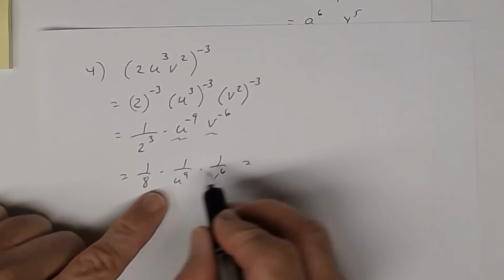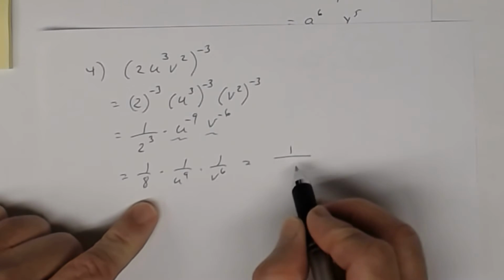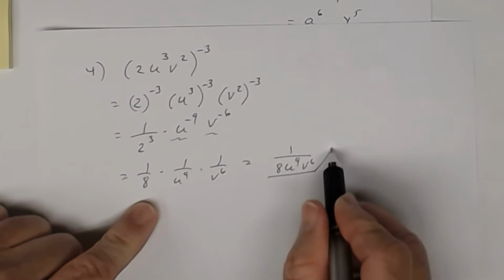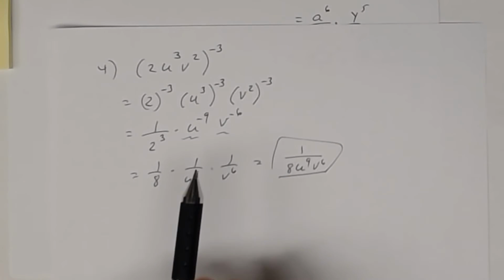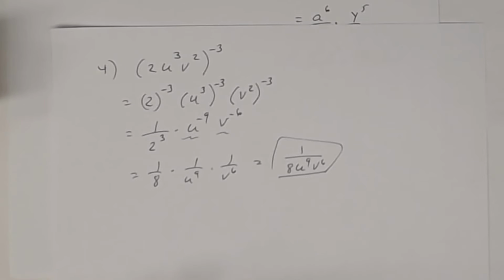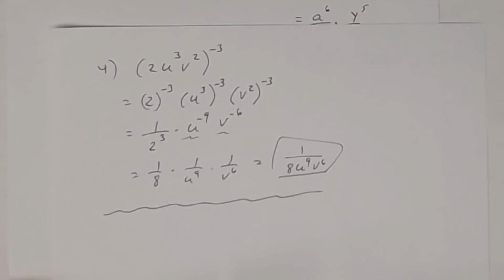Don't leave it like this. 1 times 1 times 1 is 1, over 8 u to the 9th v to the 6th. All right? So that is the most effective way to do that, based on your knowledge of all the properties you've learned. Okay? All right. Now, another way that some students will do this is this way.